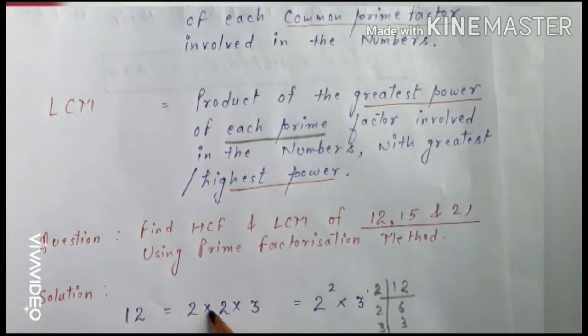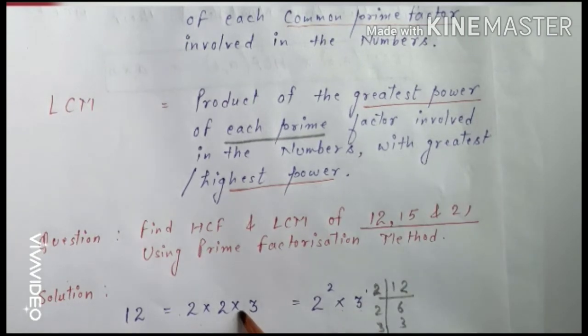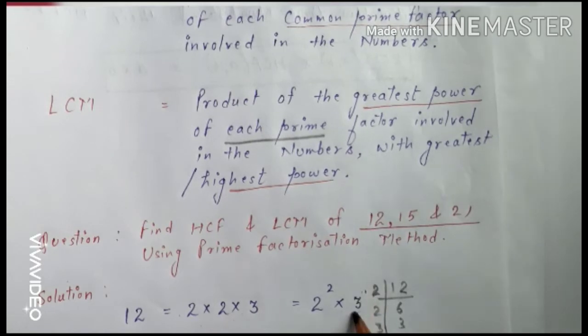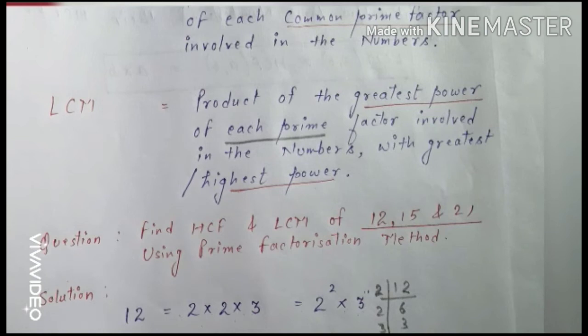We can write it as 2 multiply 2 into 3. How many times is 2? 2 times. That means we can write it as 2 power 2 into 3. Only one single 3, so 3 power 1. It is not compulsory to write 3 power 1. You can write it only as 3. When we factorize 15, we get 3 into 5.